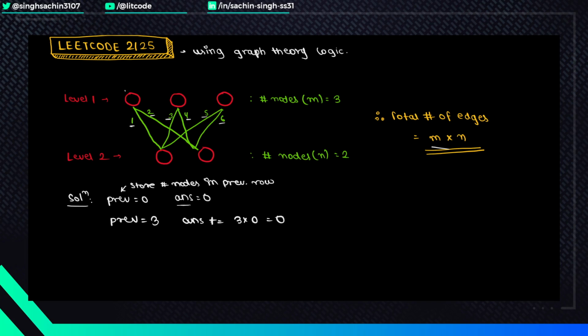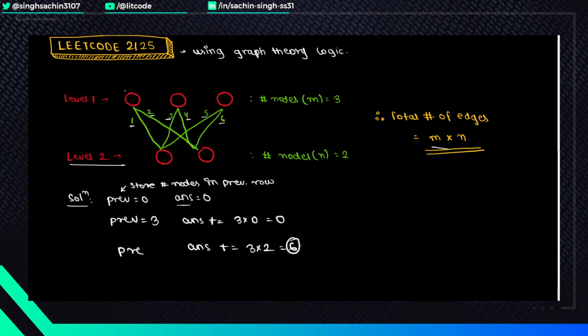Now comes level 2. We reached level 2, and we calculated that there are two nodes in it. So now answer plus equals 3 into 2, which is 6. So our answer is 6 now, and we'll update the value in the previous variable to 2. If we had any other levels after this, we'd follow the same steps and get the result. So this is a very simple approach which you're going to use.